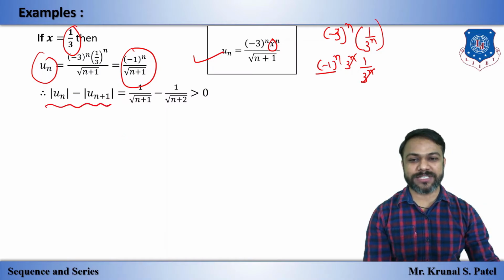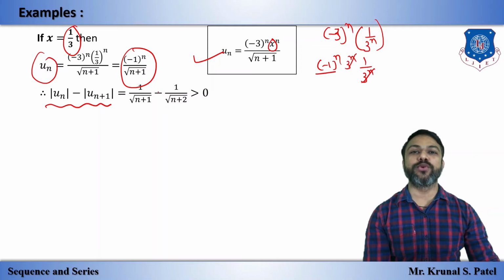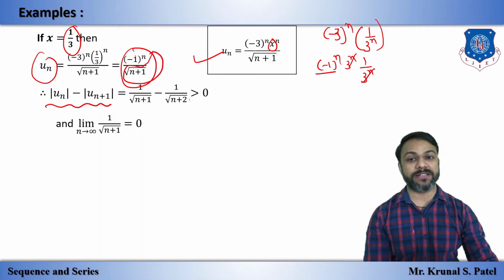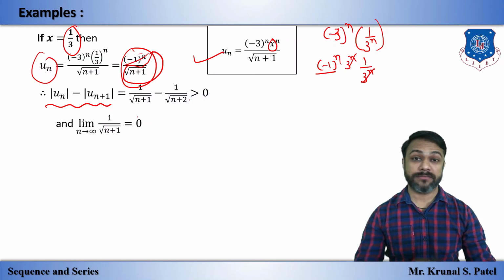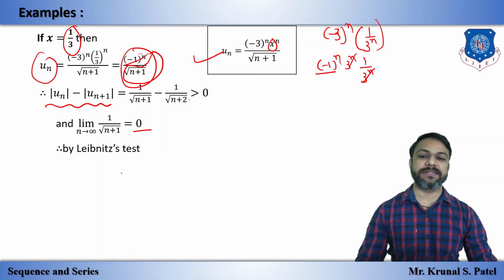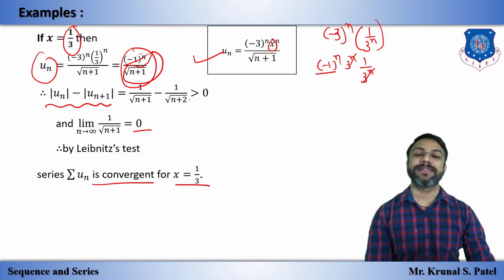For that we have to check mod un is greater than mod un plus 1, and this is greater than 1. So by Leibniz test, as I told, we apply it only on this part; the minus sign is dropped in the Leibniz test. We have to revise that test, and this limit is 0. So by Leibniz test, the given series is convergent for x equal to 1 by 3.